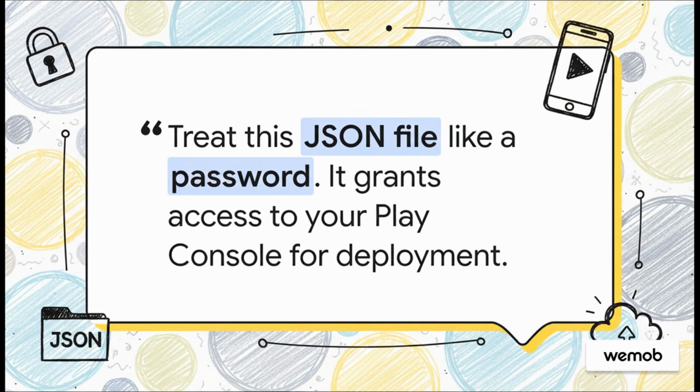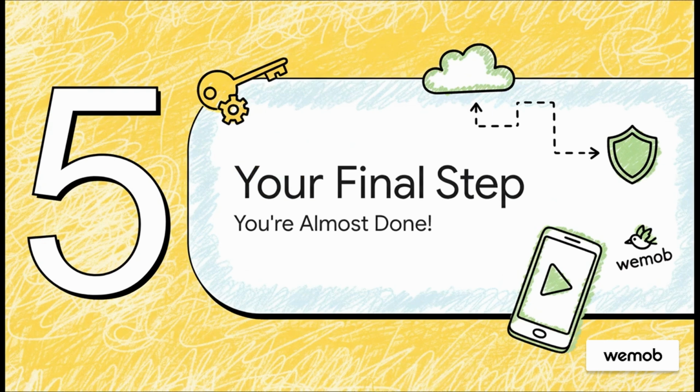Now hang on. Before you do anything with that file, this is super important. You have to treat this JSON file like you would a password. It literally holds the credentials that grant access to publish apps on your Google Play account, so keep it safe and only share it securely. And just like that, you did it! Seriously, all the technical stuff is done. You are now holding the secure key that Wemob needs to automate your app publishing. You're right there at the finish line.